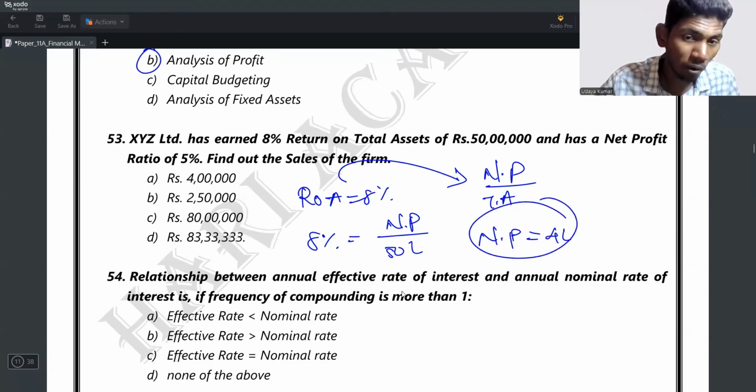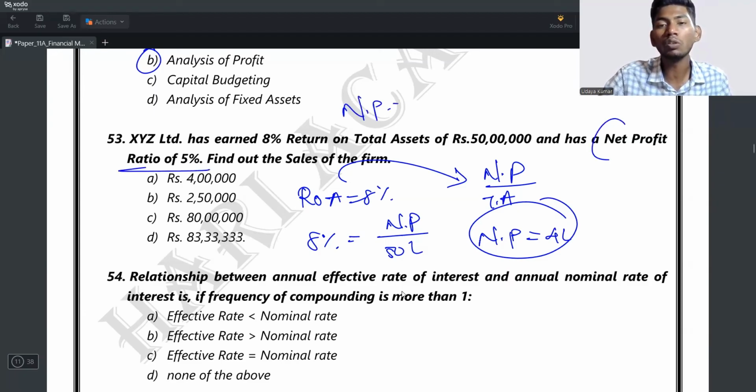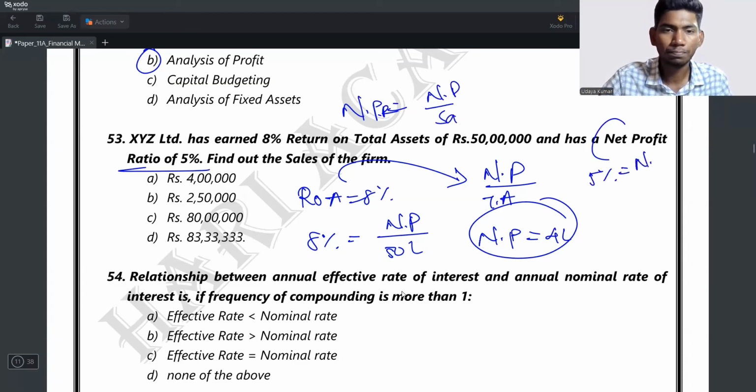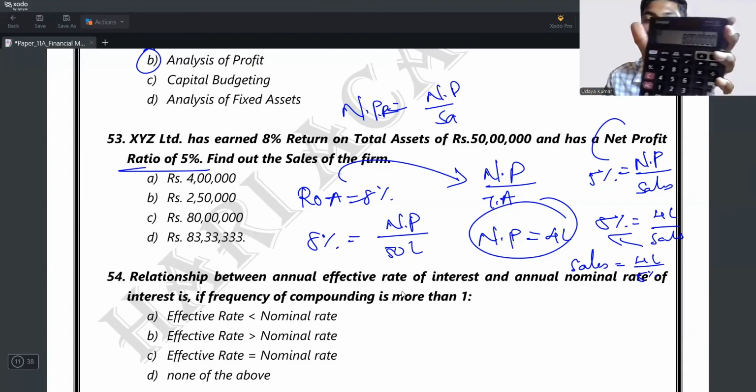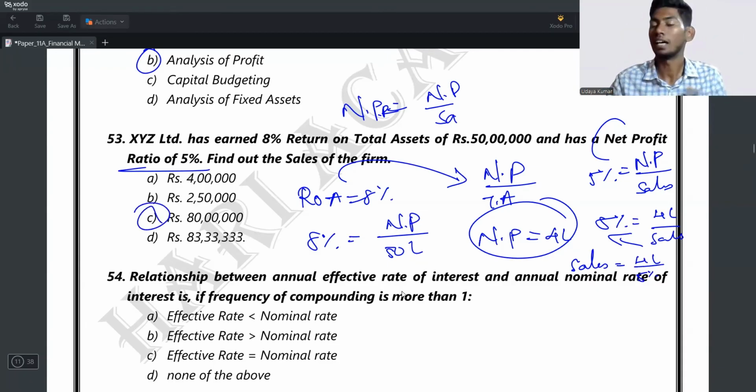Now using the formula again, the net profit ratio is given in the question. Net profit ratio is equal to net profit divided by sales. So the net profit ratio, 5%, is equal to net profit, which is 4 lakh, divided by sales. Taking sales to this side, sales equal 4 lakh divided by 5%. If you use a calculator, 4 lakh divided by 5% gives 80 lakhs, right? So option C is the right answer.